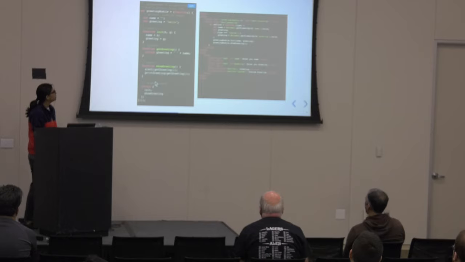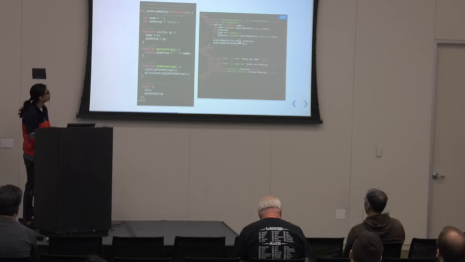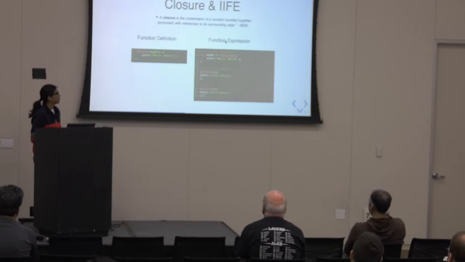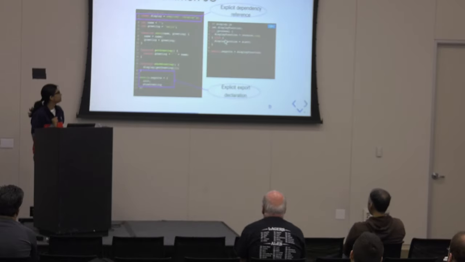Like, even in the IIFE pattern, I am exposing a global, and my HTML expects a global. So globals were the only way modules could interact with each other. And that wouldn't scale. When you want to run code on the server, or across different platforms, this format is not interoperable. You needed a better format to declare modules and consume modules. So that's when we'll talk about CommonJS.